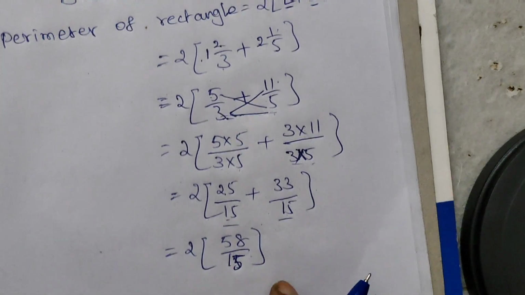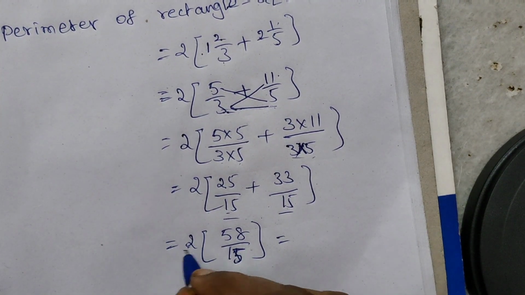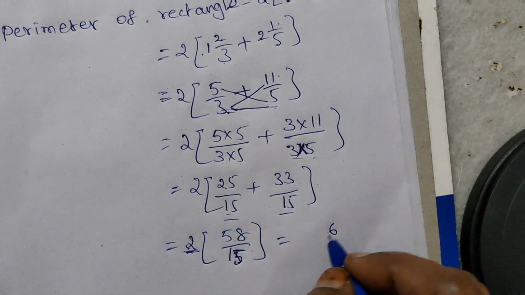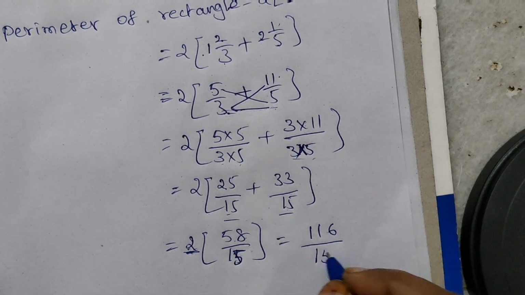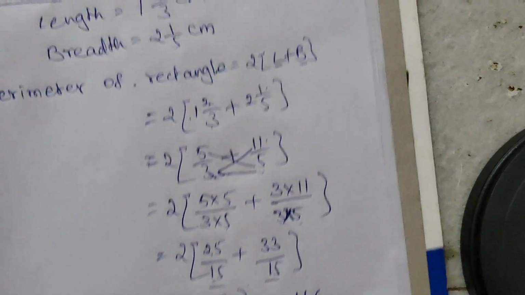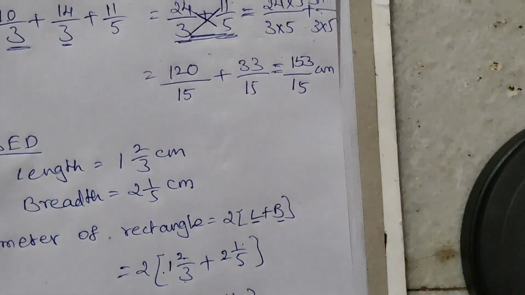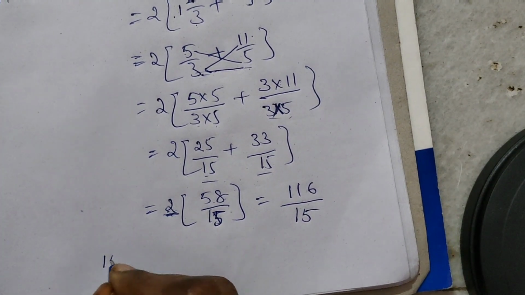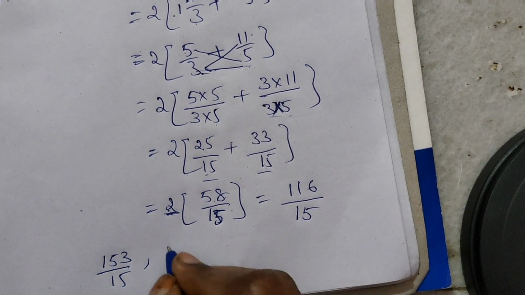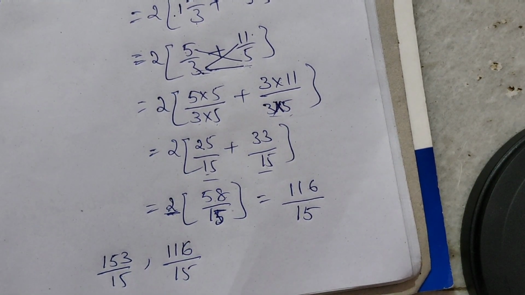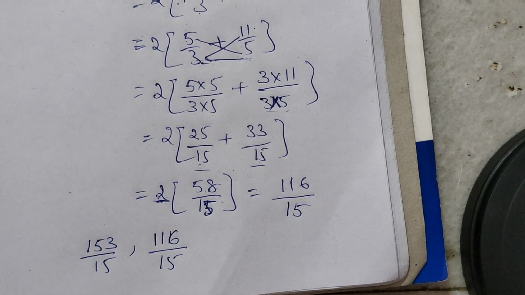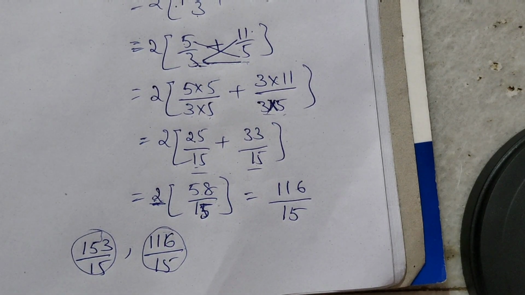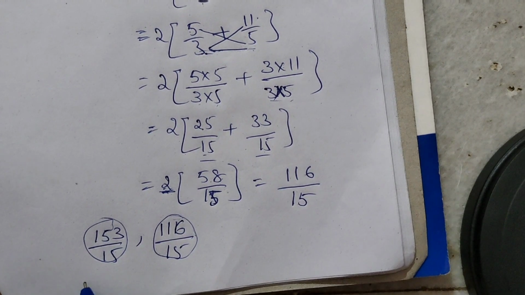So 2 into 58/15. Now I will multiply these two numerators. 2 eights are 16, 2 fives are 10, plus 1, 11. 116/15. Here the first perimeter is 153/15 and the second perimeter is 116/15. Which perimeter is more? This is the triangle perimeter and this is the rectangle perimeter. So the triangle perimeter is greater.